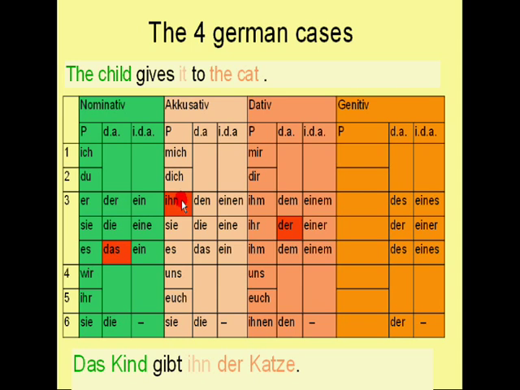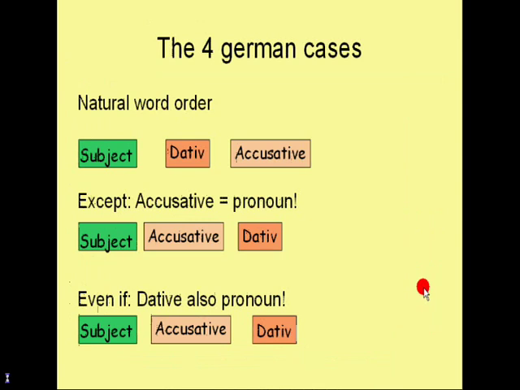the ball is masculine, we have to take this one, ihn, because this is the pronoun for masculine nouns in the accusative case. Then in English, it's still the same word order. The child gives it to the cat. But in German, as you saw before in the exception, now the accusative case is before the dative case. So in this case, the word order is identical to English, but only in this case when the accusative is a pronoun. This happens also to be true even if the dative is a pronoun.